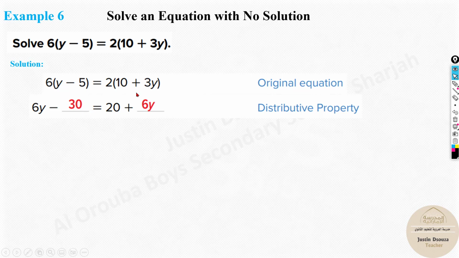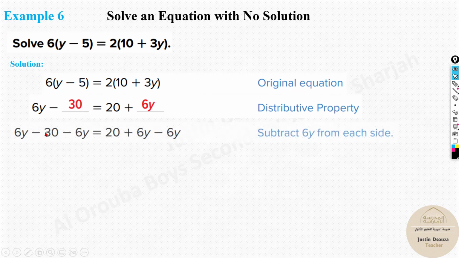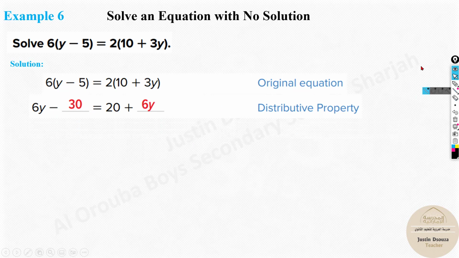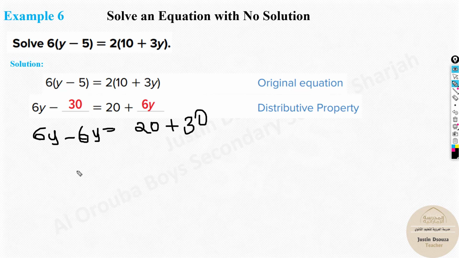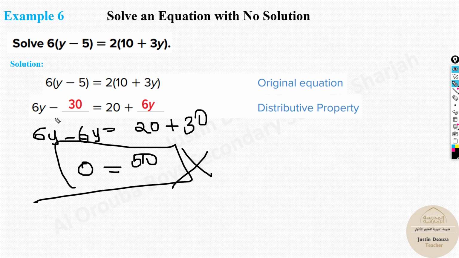Now what you need to do, take 6y to the other side and take this 30 to the other side. So what happens over here? If you see, if you take this 6y to the other side, it's going to be 6y minus 6y, and this minus 30 over here, 20 plus 30. 6y minus 6y is 0, that is equal to 50. Can this be true? You can never tell this true. There must be a y value, but it's cancelled off. No, there is no solution for this.